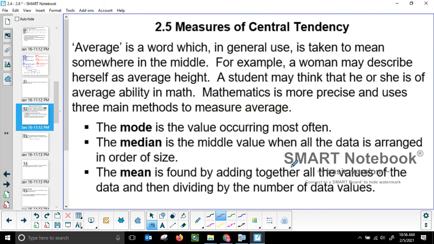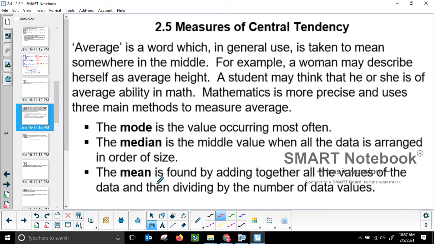All right, measures of central tendency. Average is a word which in general use is taken to mean somewhere in the middle. For example, a woman may describe herself as average height. A student may think that he or she is of average ability in math. Mathematics is more precise and uses three main methods to measure average: mean, median, and mode.